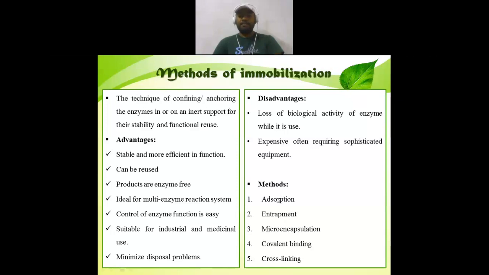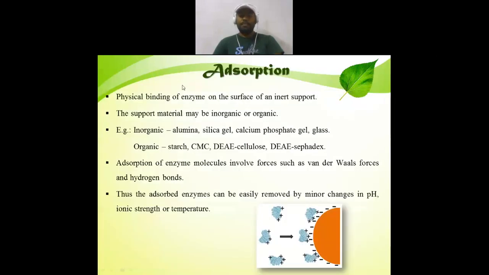So let us start with the first method, that is adsorption. What is adsorption? A physical binding of enzyme on the surface of an inert support is considered as adsorption. The support material may be inorganic or organic. Examples of inorganic supports are alumina, silica gel, calcium phosphate gel, or glass, which you can use for this purpose.